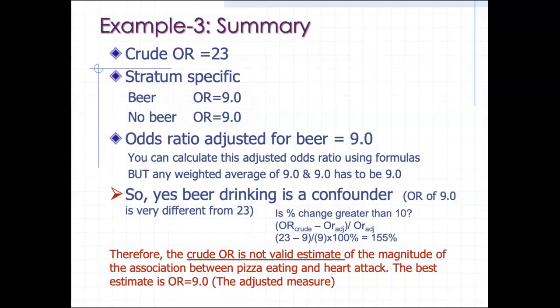If I didn't have confounding, let's say drinking beer was not a confounder, then I would just report the crude measure of association as my overall takeaway results. But in this case, I do have confounding, so I need to report that adjusted measure of association. And so if I were to describe that association, I would say it's a positive association. I have an odds ratio of 9.